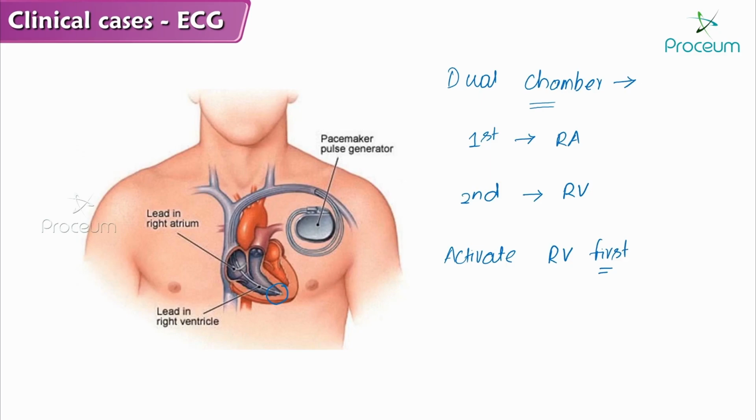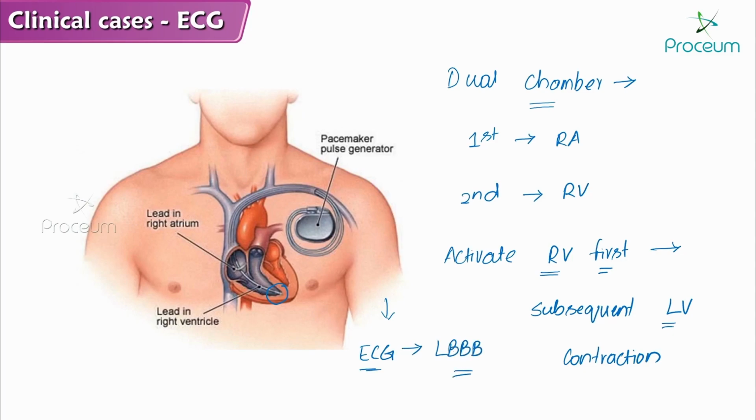After the right ventricular contraction, there will be subsequent left ventricular contraction. So initially right ventricular contraction first, then subsequently left ventricular contraction later. That is what should happen normally. Now when the right ventricle is contracting first and subsequently the left ventricle is contracting later, how should the ECG be? The ECG should have left bundle branch block morphology.